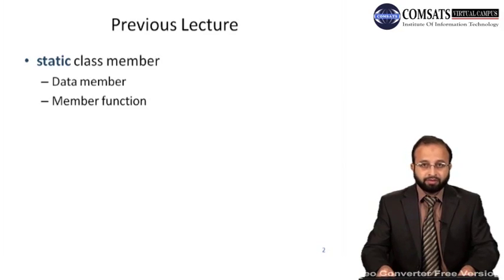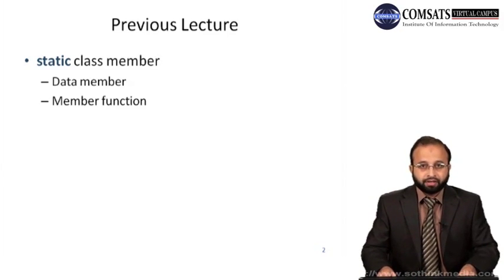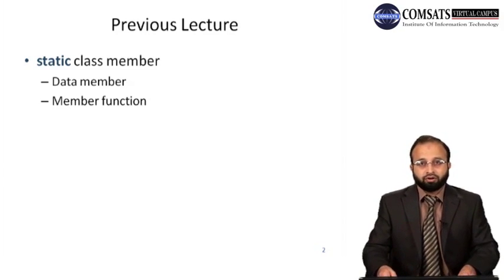So a static data member is like a global to all the objects of that class, and a static member function is a member function that is invoked with the class name, and that can only access the static data member of the class. It shouldn't access the other non-static data members of the class.